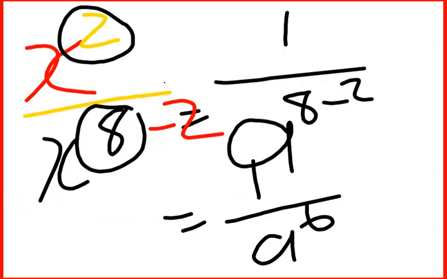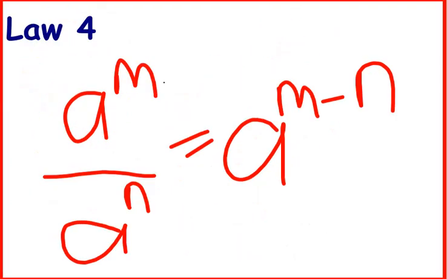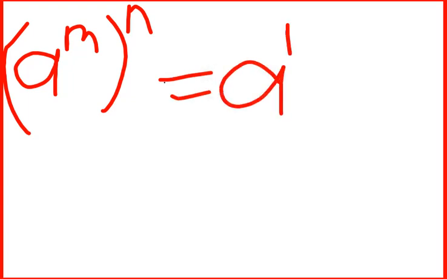Now let's have a look at our law 5. Law 5 states that if it's a to the power of m, and that whole power has an exponent of n, then you are allowed to say a to the power of m times n. Now let's have a look at examples.